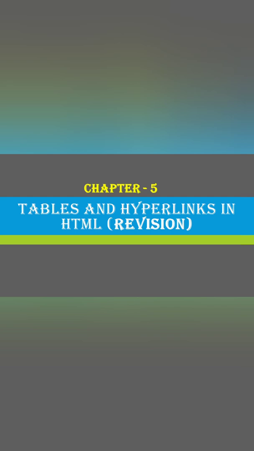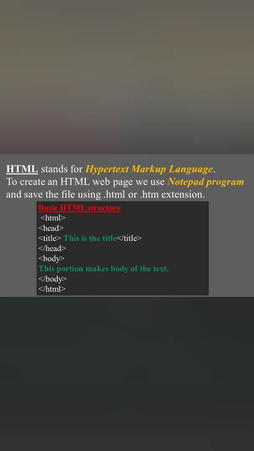Chapter 5, Tables and Hyperlinks in HTML. HTML stands for Hypertext Markup Language. Hypertext refers to the way by which the web pages are linked together, and markup language describes how the HTML works. To create an HTML web page, we use the Notepad program, right? And you have to save the file using the .html or .htm extension.